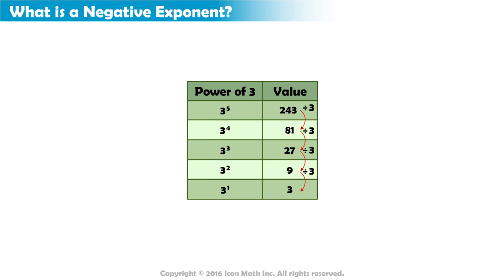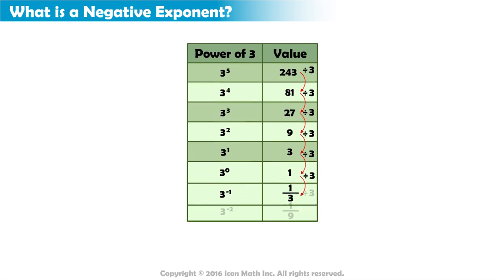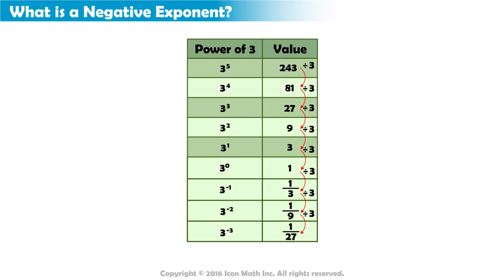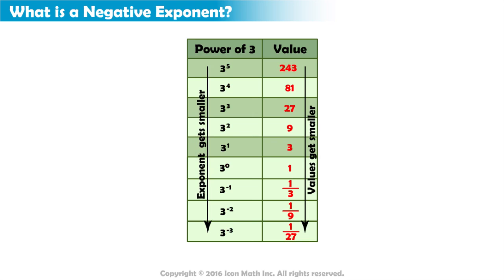What if we were to continue to decrease the exponents and extend our chart to include a 0 and negative exponents? We could use the observation of dividing each previous value by 3 to help us complete it. Notice that the larger the exponent is, the larger its value is. And as our exponents get smaller and eventually become negative, the corresponding values get smaller.